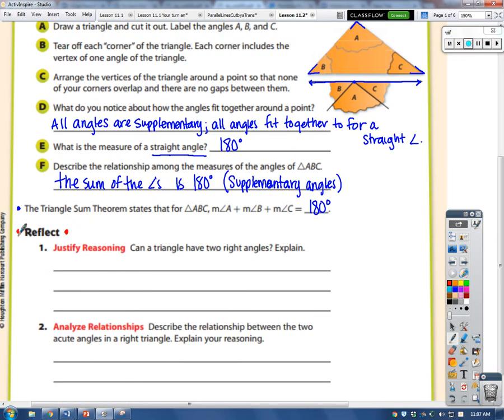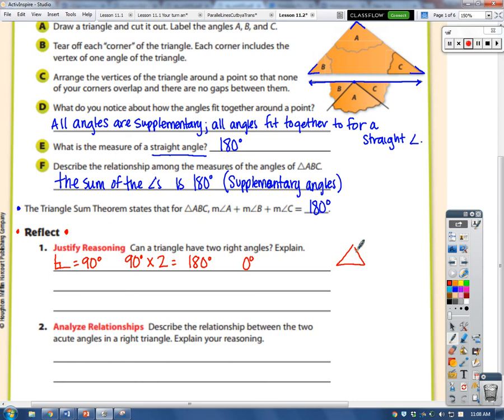So let's go ahead and take a look at the reflect question now. Justify reasoning. Can a triangle have two right angles? Explain. So remember that a right angle is 90 degrees. If you have a triangle that has two 90-degree angles, you already have a sum of 180 degrees. Therefore, your third angle would have to be 0 degrees, right? Which doesn't make sense, right? You can't have a triangle that has 90, 90, 0, otherwise you don't have that third angle.